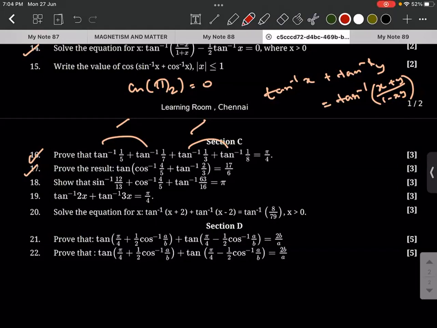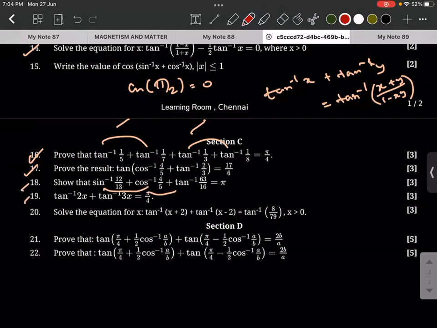So when you do that, how many times are we supposed to apply tan inverse x plus tan inverse y? We'll apply it twice. When you convert these two, tan inverse x plus tan inverse y once will give you one tan inverse. And that tan inverse plus this tan inverse will give you the answer.